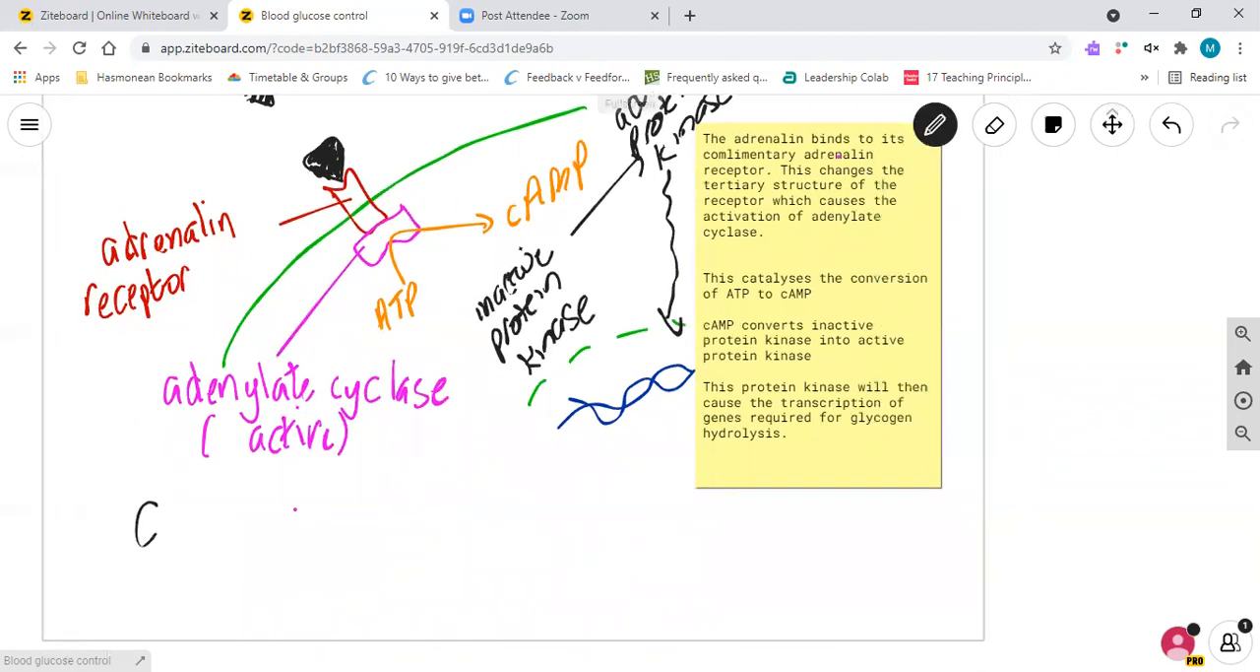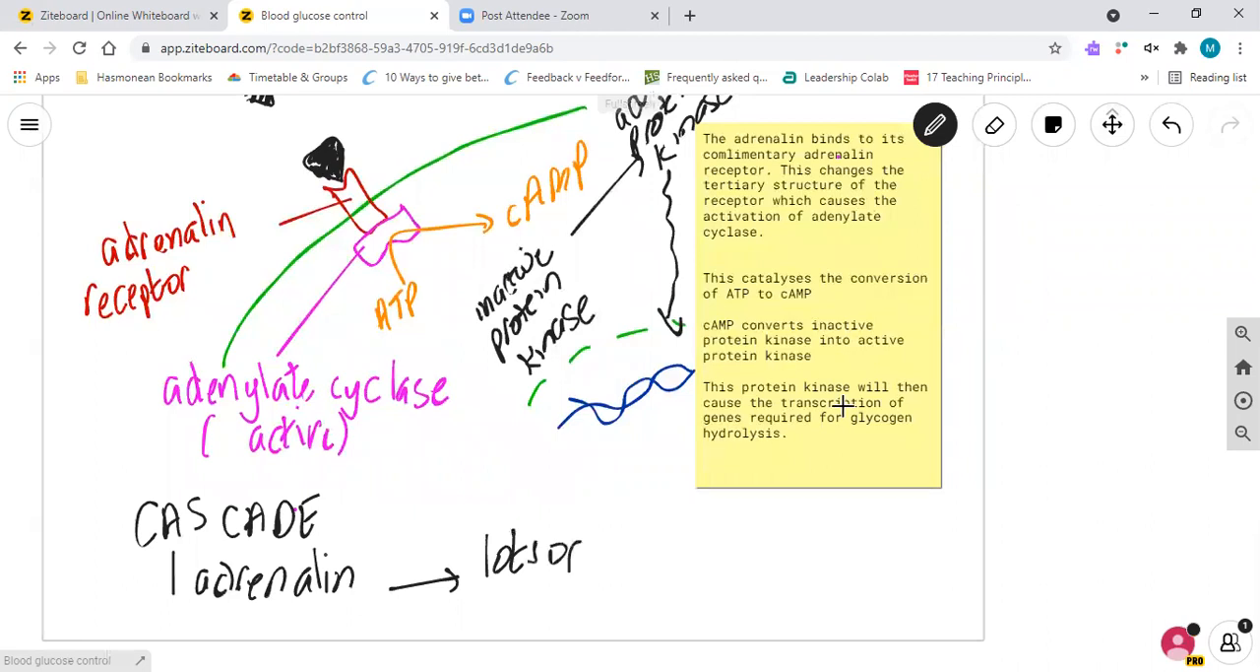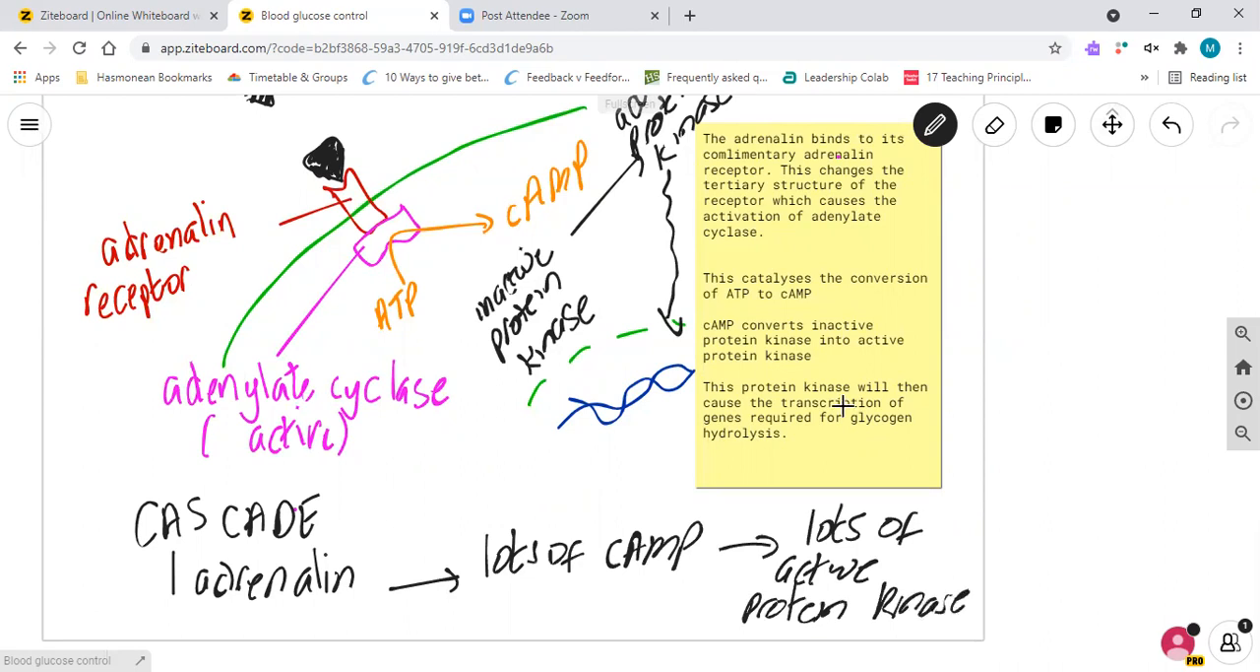Now, what is important about this mechanism is that it is called a cascade mechanism. Now, why is it a cascade mechanism? Because one adrenaline molecule binding to one receptor will cause lots of cyclic AMP, which will lead eventually to lots of active protein kinase and therefore lots of transcription. So you are increasing the numbers from one adrenaline molecule, you're ending up with lots of cyclic AMP molecules. So it's a cascade, it's like increasing in number.